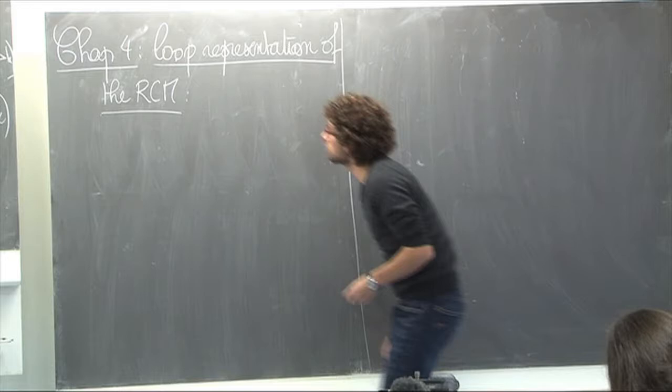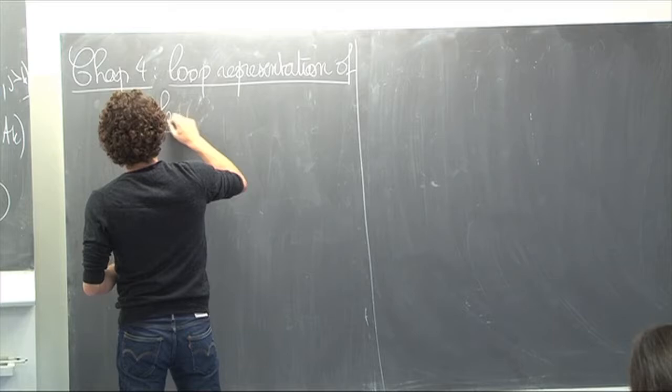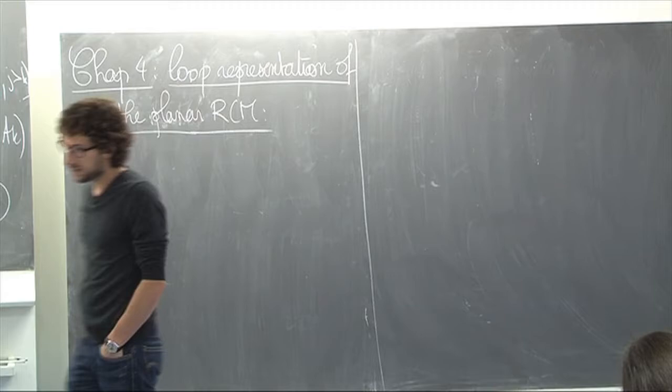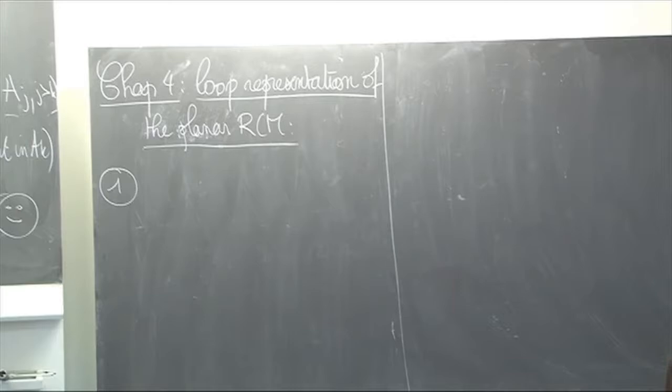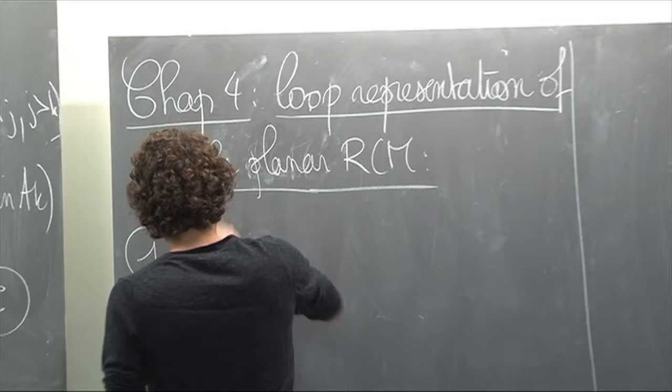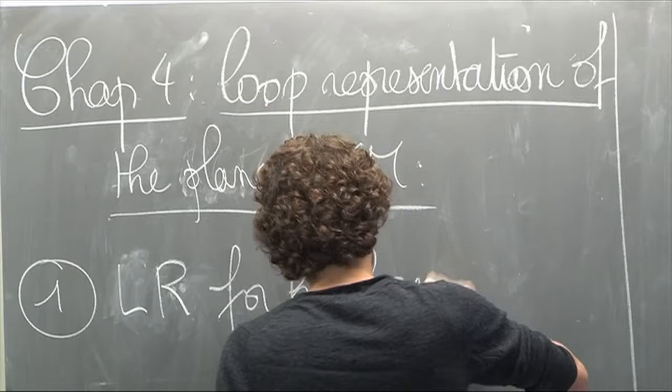And here maybe I should be careful of the planar random cluster model. So one of the differences here is that it works only for planar. Okay. So let's start, we are going to start by what is easy. Let's look at free boundary conditions. Okay, so let's consider the loop representation for free boundary conditions.